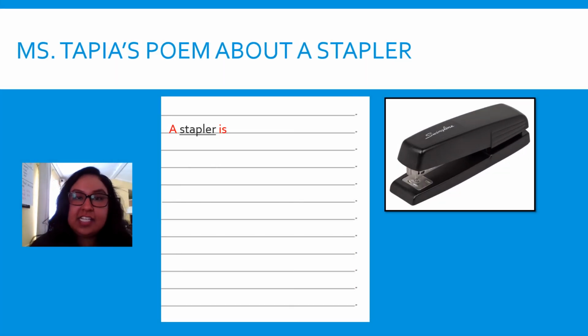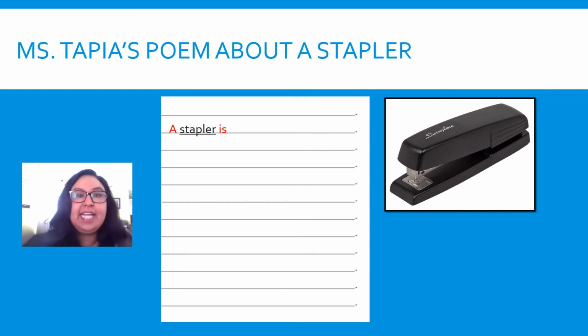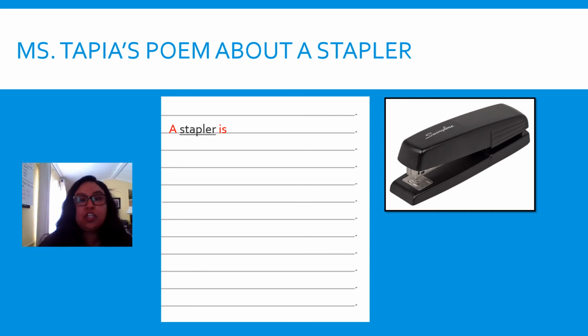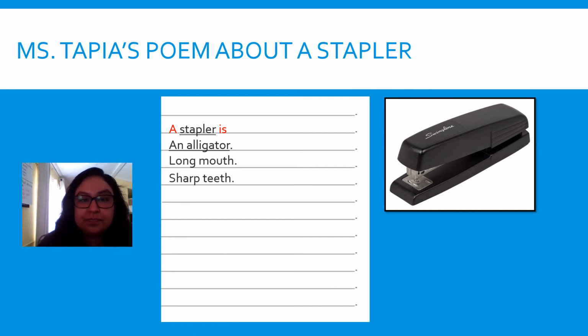We're going to take the ideas that I just generated about my stapler, okay, and I'm going to create a poem, okay? So I'm going to start off by saying "a stapler is," and as you notice, I have "a" and "is" in red because I'm going to be using those two to compare my stapler to something else. So a stapler is an alligator. I had 3 ideas and I chose one. And I'm going to continue my poem to show how a stapler is like an alligator. It has a long mouth, sharp teeth, chomp, chomp. It can bite.